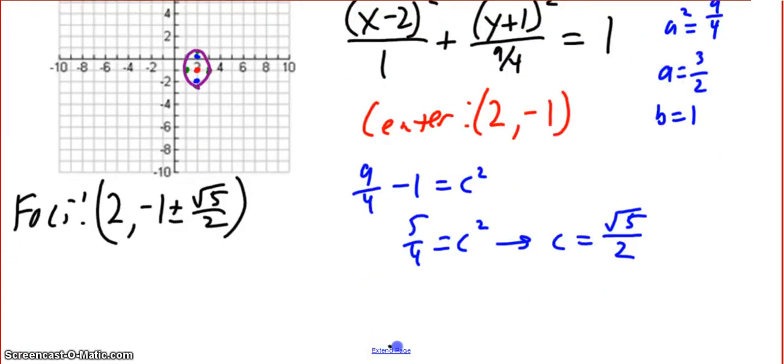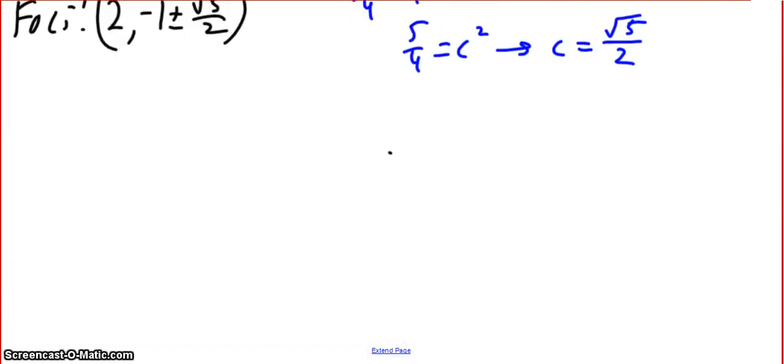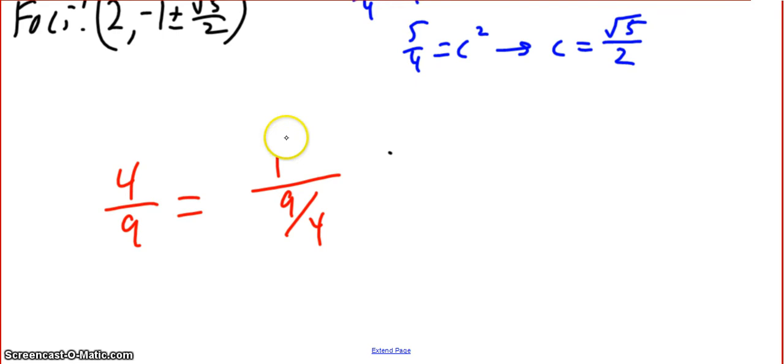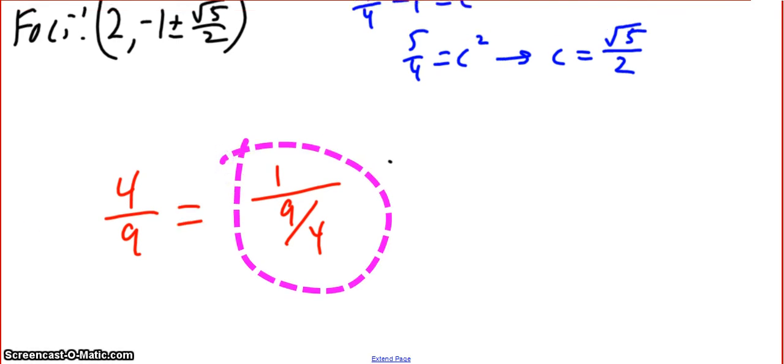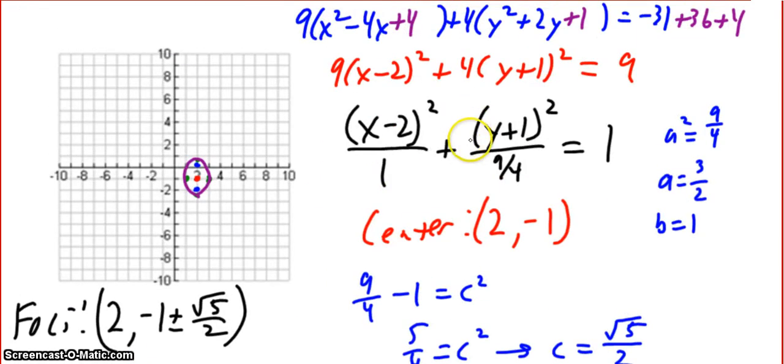What's exactly happening is 4 over 9 is the same thing as 1 over 9/4. And this is essentially how we're writing the answer, because although we don't write it, there's a 1 still here in front of this parentheses. So that's how I end up with that.